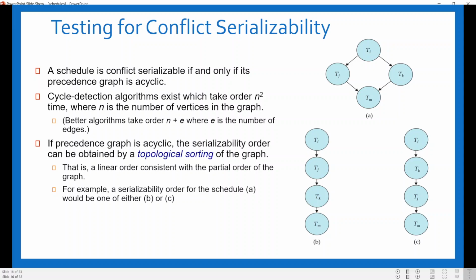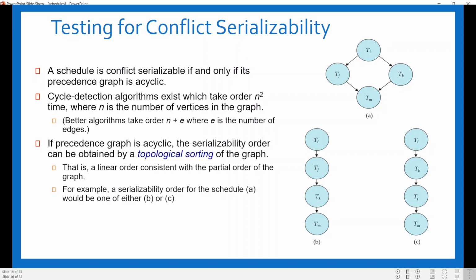From this graph we can also find the serializability order. The order may be Ti Tj Tk Tm, or Ti Tk Tj Tm. If you go like this, Ti Tk then Tm, or Ti Tj then Tk Tm. So only these two orders are possible in this particular example.